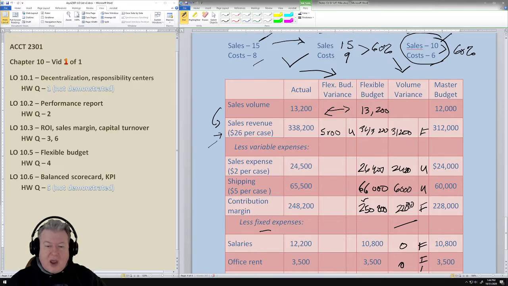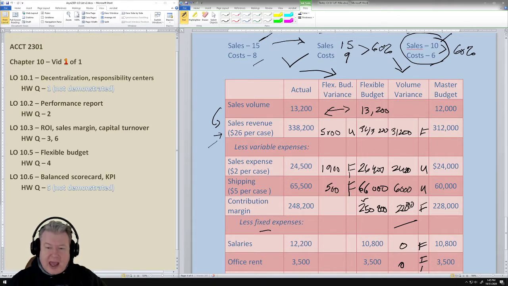Here we have expenses, 24,500 versus 26,400. So that's a difference of 1,900. Now, because the expense is lower than the budget, we would say that's favorable. Shipping, again here, this is going to be less by just 500, but it's less, so that's favorable. I guess I got to make that F bigger.